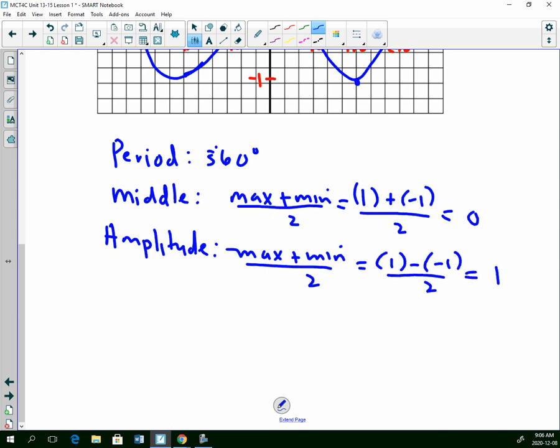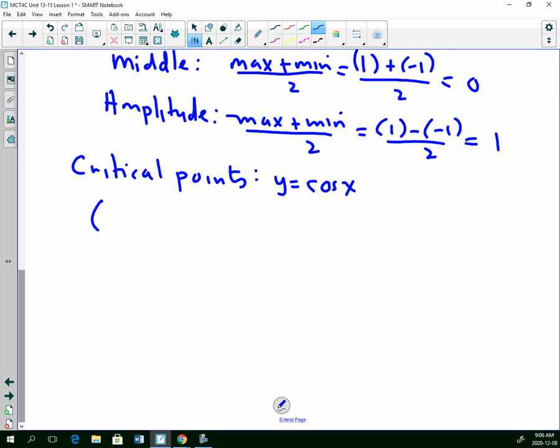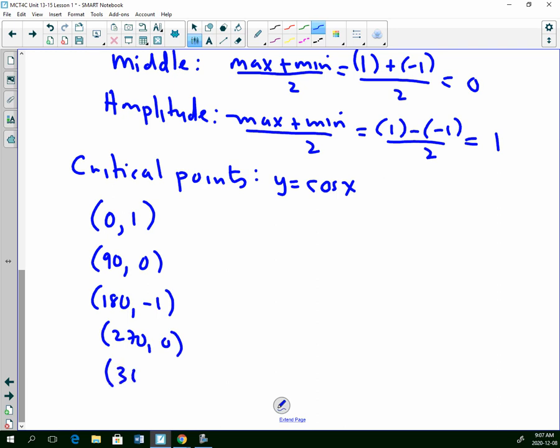Okay, so same properties, it just starts in a different spot. So the critical points for cosine, and you need to remember these because these are what you're going to start with when you do transformations. The only difference is cosine starts at 0, 1, and then goes back to the middle, down to the bottom, back to the middle, and up to the top. So those are the critical points, or the important points on cosine.